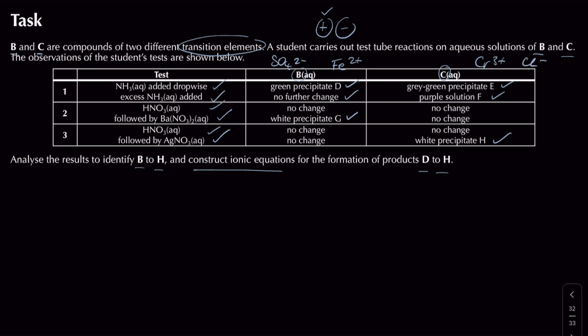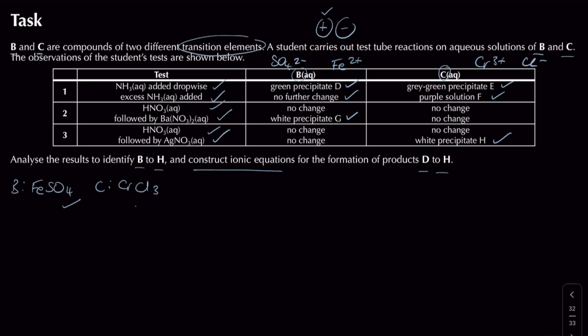So we know, of course, B is going to have the following formula. That is going to be iron sulfate, which is just FeSO4. We know C is going to be, and then it's going to be our chromium, and then 3 lots of chloride to make it balance.